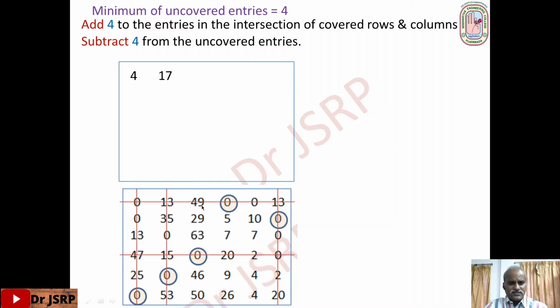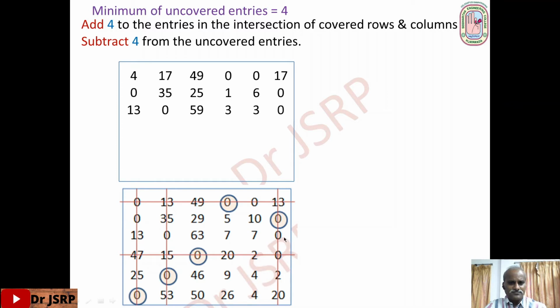So these 3 remain same since they lie in covered row only. So 49, 0, 0. This is again in the intersection of covered row and covered column. Add 4, 17. So these 2 remain same, 0, 35. Subtract here 29 minus 4, 25. 5 minus 4, 1. 10 minus 4, 6. This remains same. These 2 remain same, 13, 0. Subtract here.